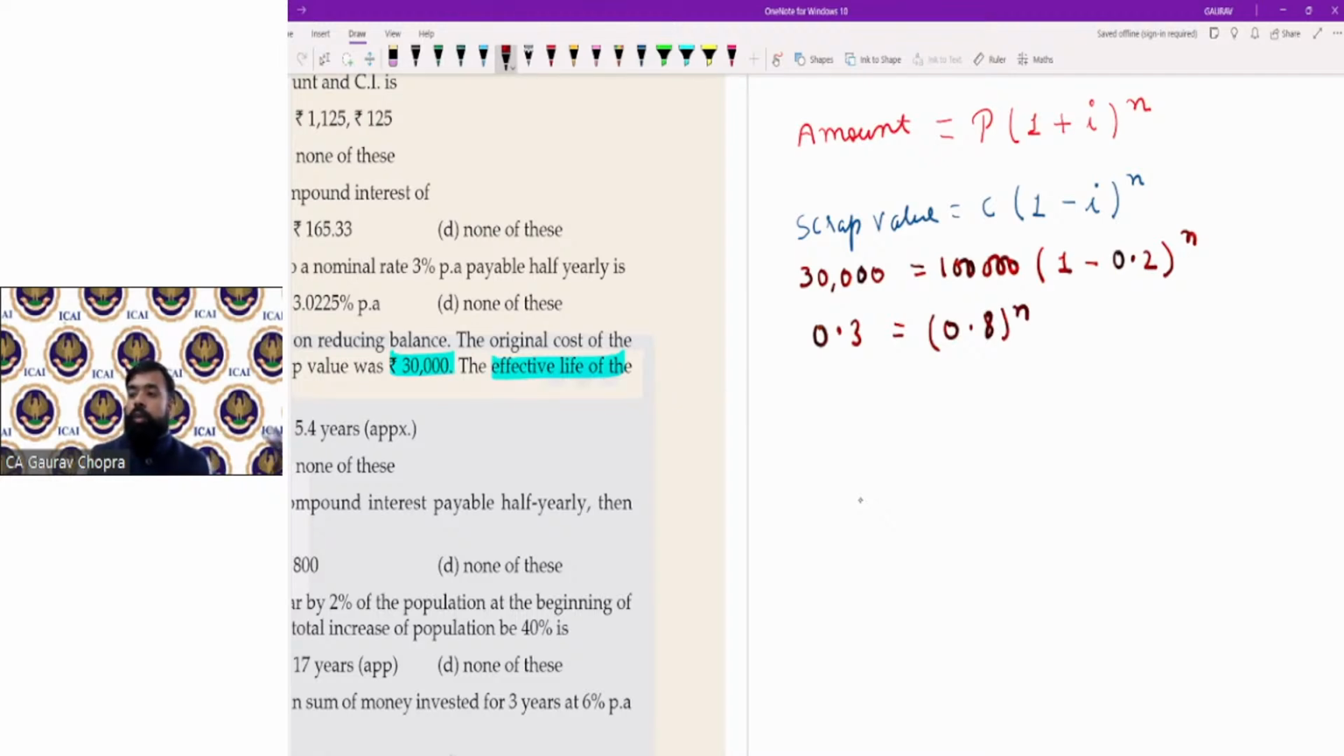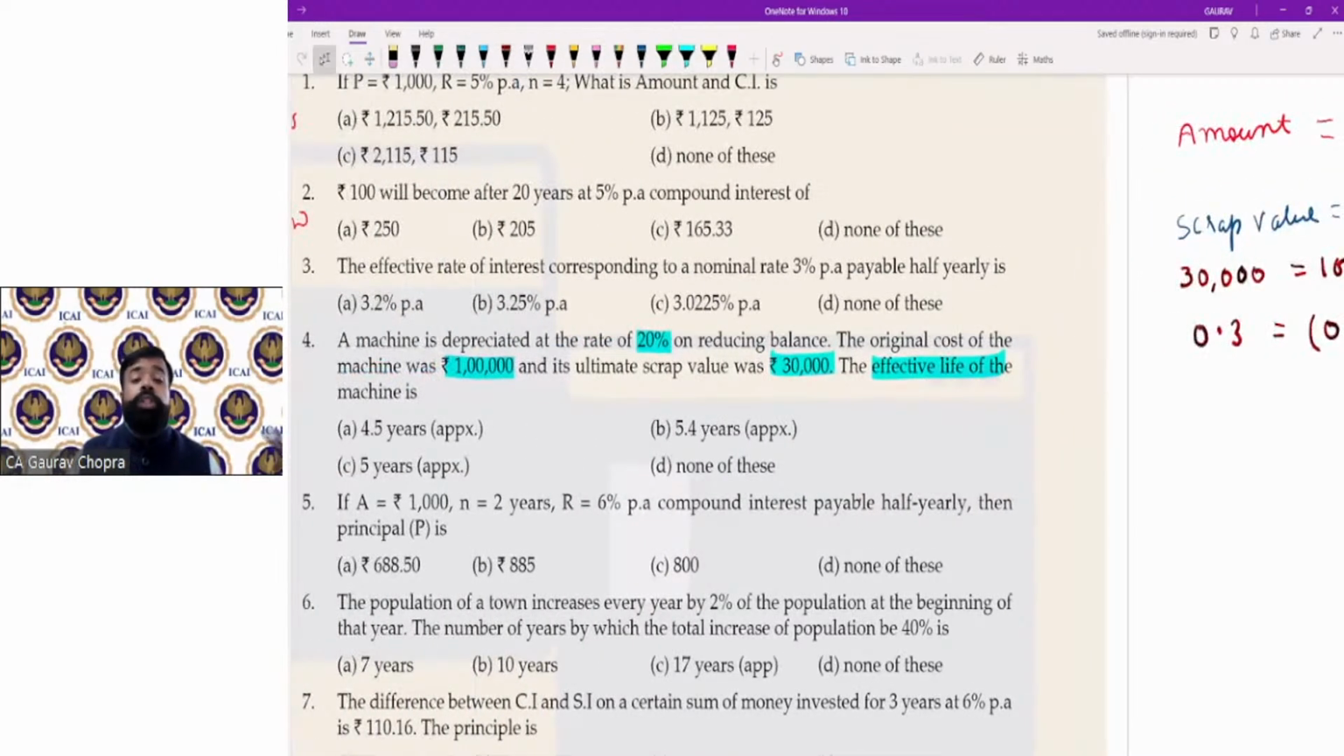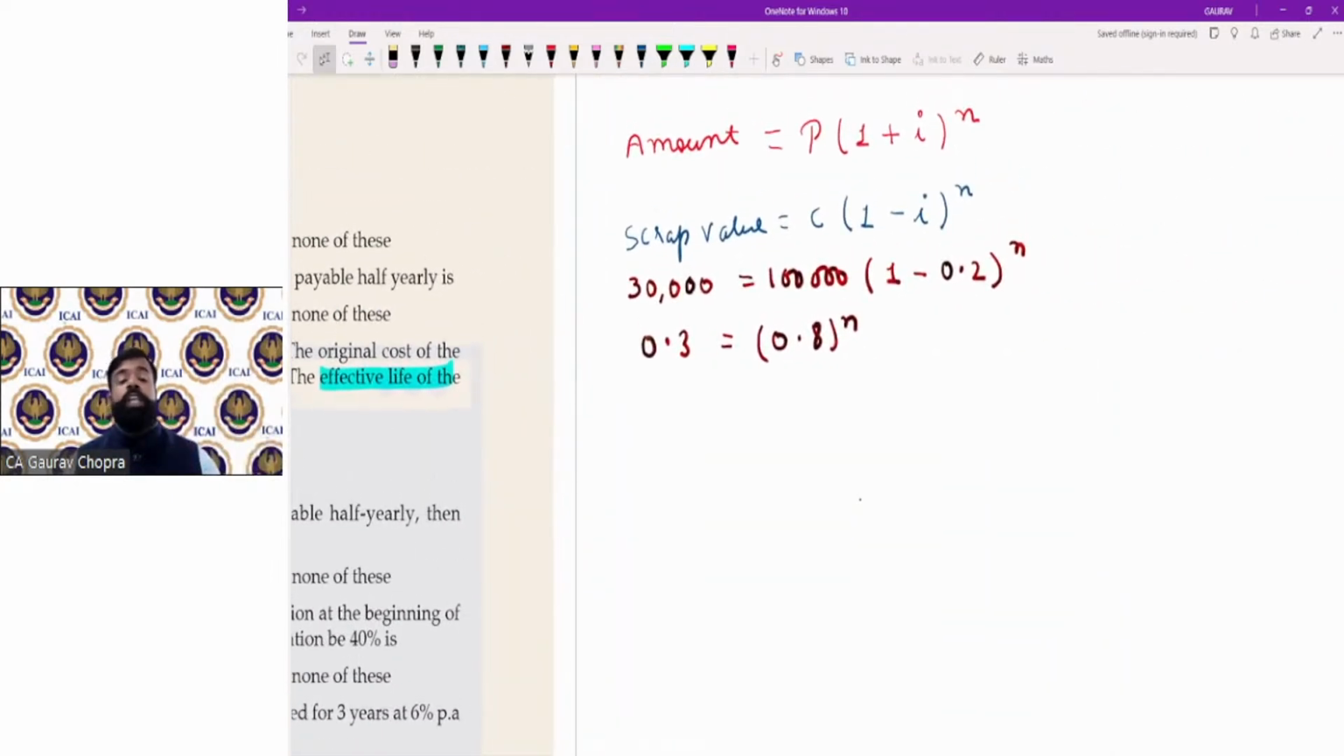Okay, so till now it is easy, right? Now we have to calculate n. So let us see the options first. We are having options in decimal also, 4.5, 5.4, 5 years, and then none of these. So what shall we put in place of n?